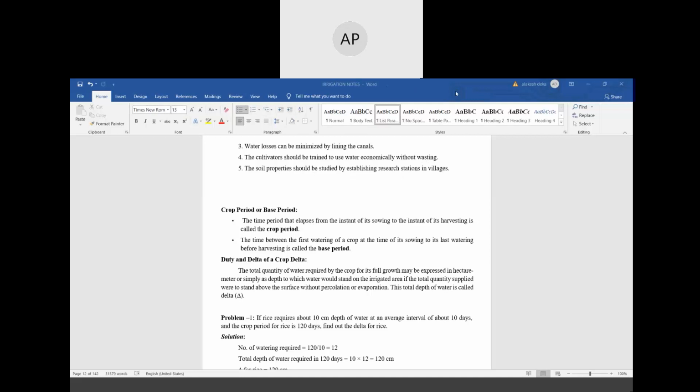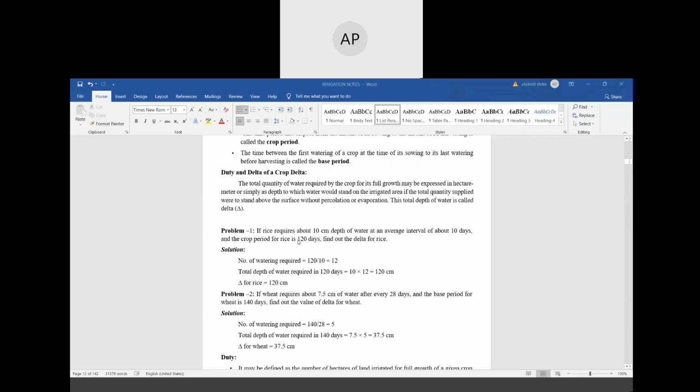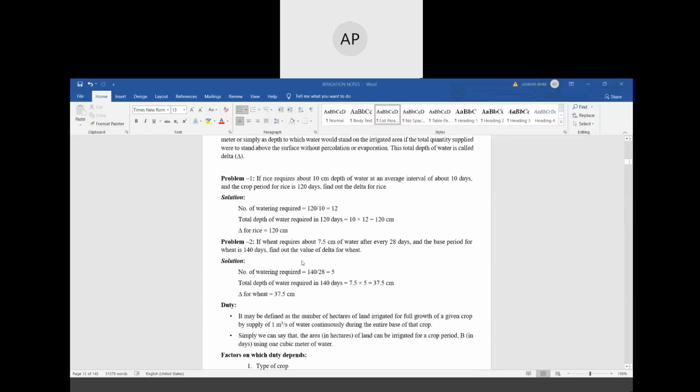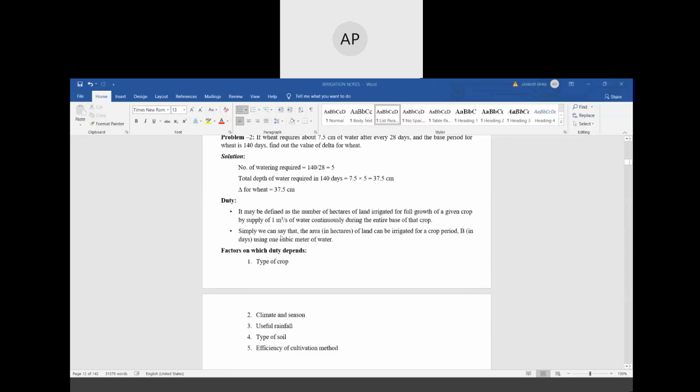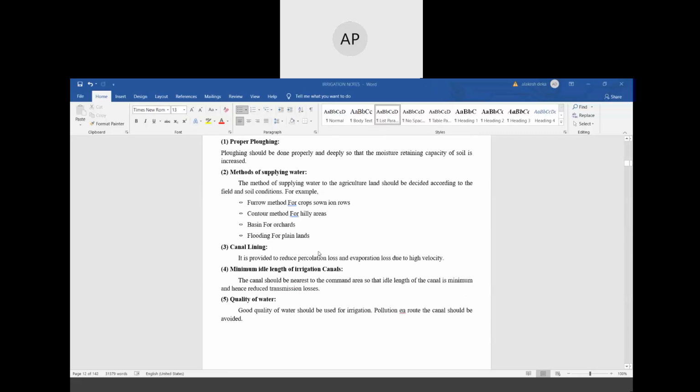Next is crop period or base period. And after that we have some numerical problems of duty and delta.